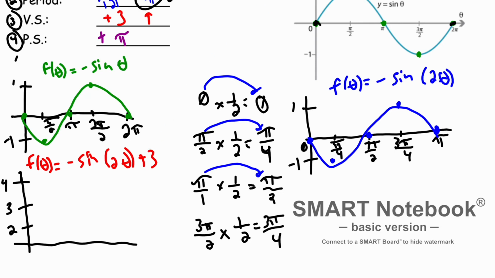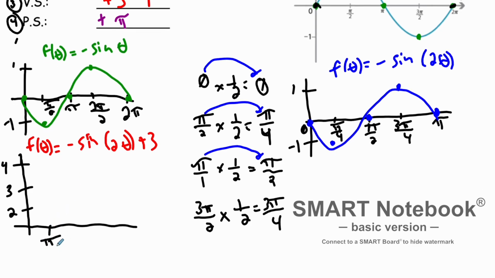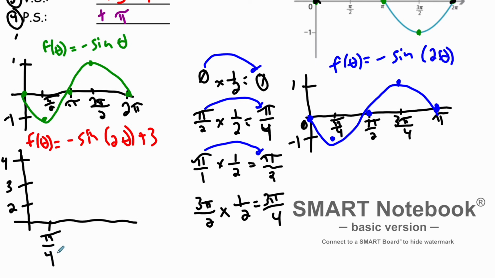All right, so x coordinates are not changing here. They changed in the last graph, and they will change in the next graph. Let me move this up. So we're starting out at 0. Pi over 4, pi over 2, 3 pi over 4, and the last one is pi.